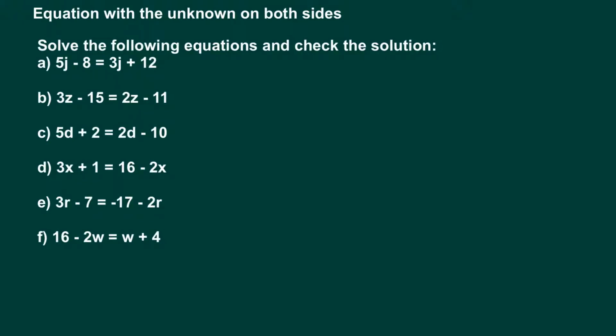Alrighty, so let's have a look at these questions. Solve the following equations and check the solution. All right, we've been doing that anyway, so they've specifically asked us to do so in these questions. So part A says 5j minus 8 equals 3j plus 12. So let's write it out. We have 5j minus 8 equals 3j plus 12.